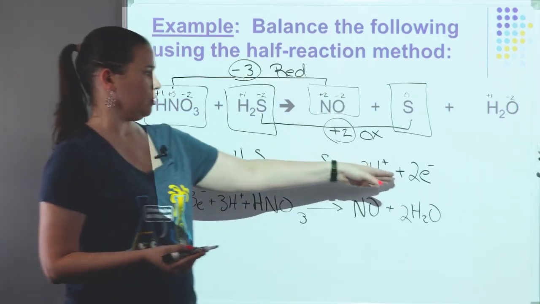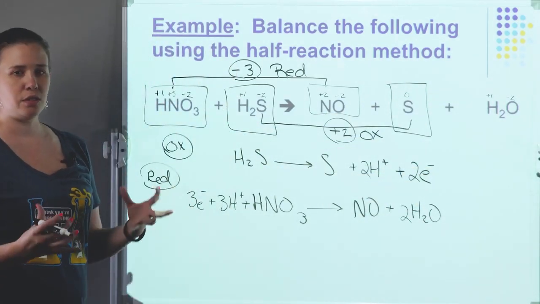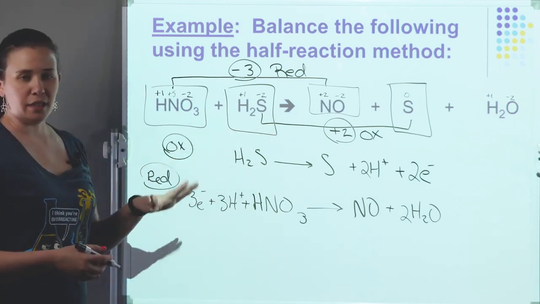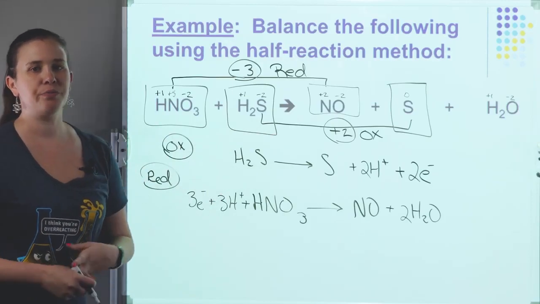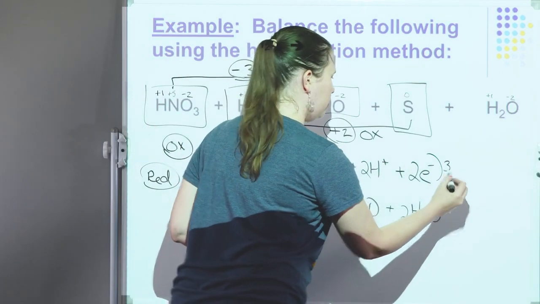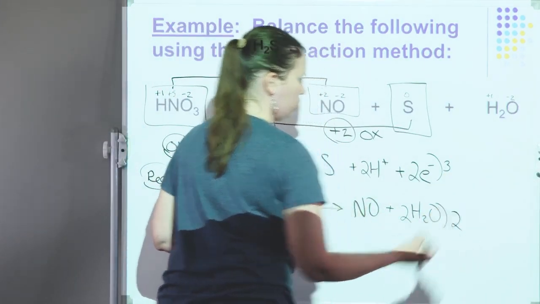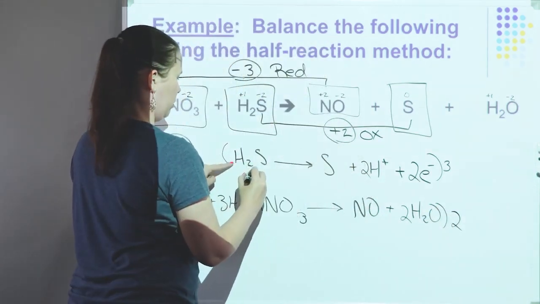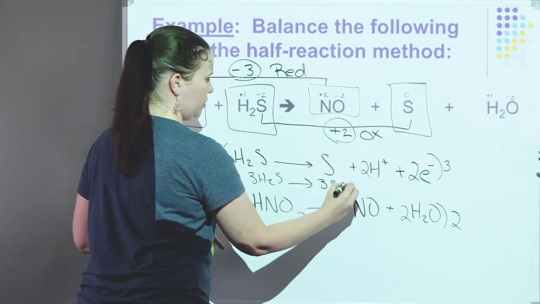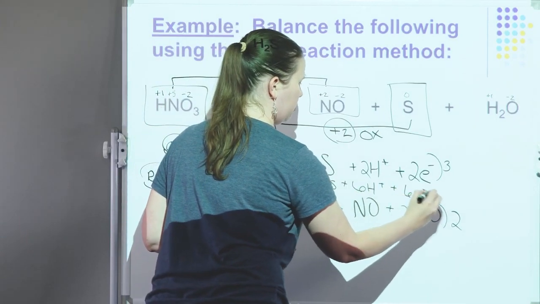Now, is it possible to lose 2 electrons, but yet gain 3 electrons? No, that's the whole point here, is that the gain has to equal the loss. So what could I gain and lose? What could I multiply each of these up to? 6, which means I'm going to take my first equation and multiply it by 3, and my second equation and multiply it by 2. So I have 3 H2S, 3S, and 6 hydrogens, and 6 electrons.